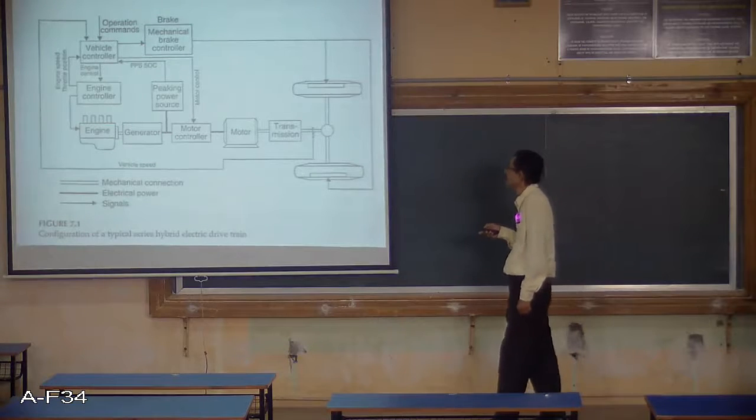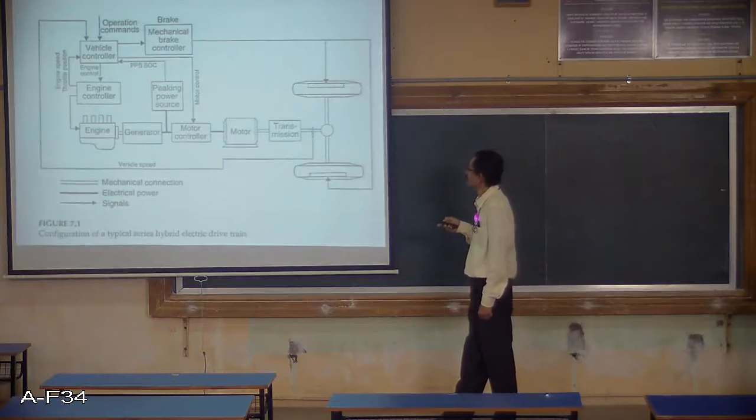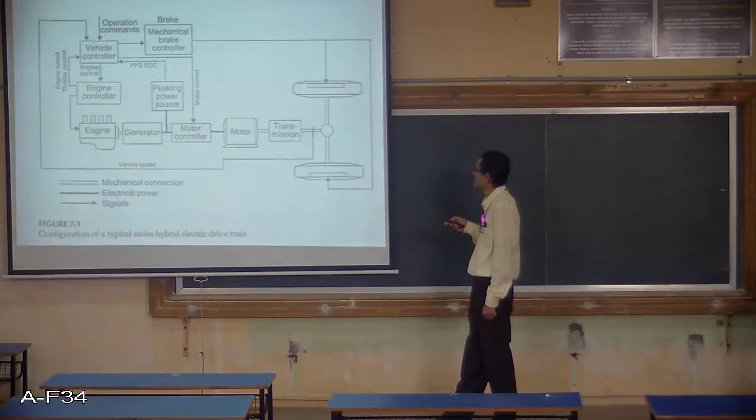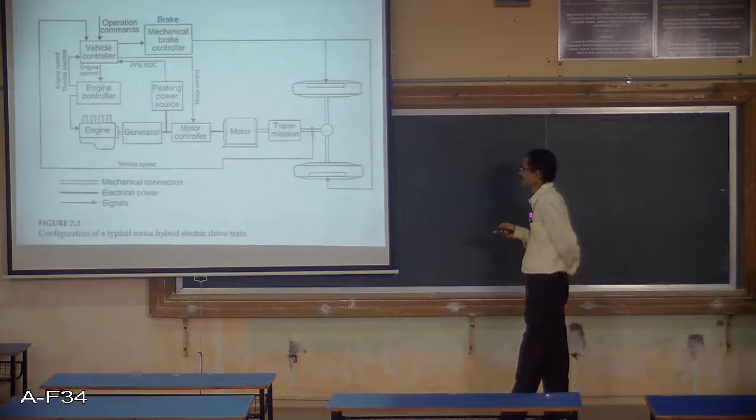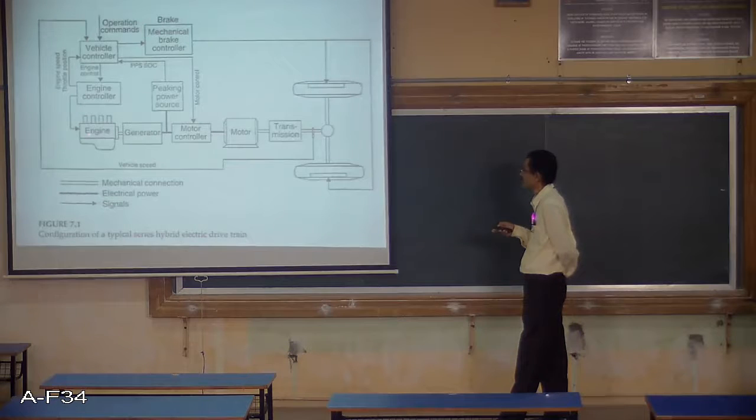Here, when we are looking at this generator, it can also supply power to the peaking power source under the conditions of this particular transmission being braked. So this generator as well as this generator, both of them will pump power into the peaking power source. The power cannot flow into this particular line because it flows only from here to here.